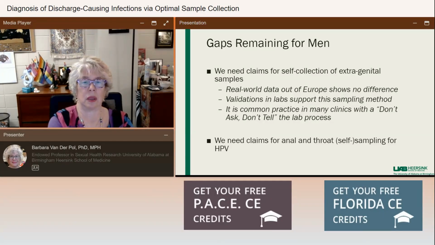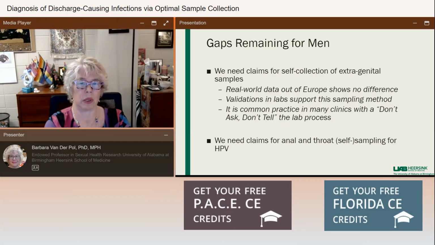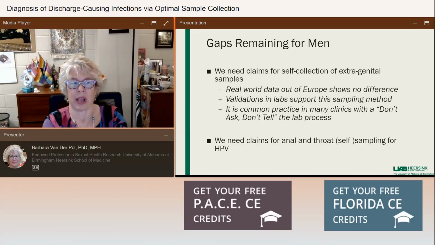They found that they have very good performance for the self-collected specimens, and it's very accepted by their patient population. But in the US, of course, every lab that does this has to do validations of the sampling method because nobody has a claim for the sample collection process. There's no reason to assume that a patient-collected anal swab is different from a clinician-collected, just like it wasn't for vaginal samples, but no products have claims for this.